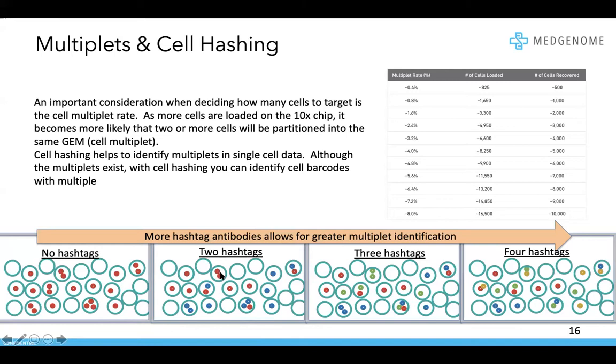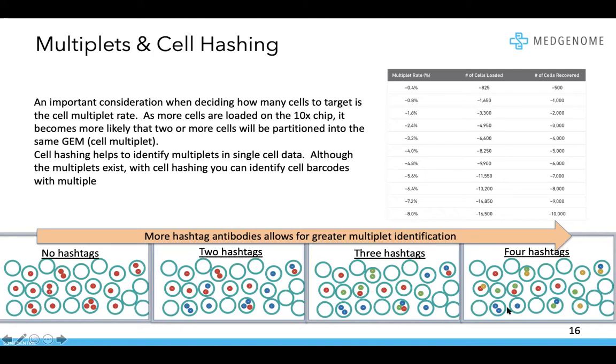It still does leave a certain fraction of cells that will have multiplets with the exact same antibody barcode, but the more cell hashtagging you do, the more different antibody barcodes you add to your sample, the more likely it is that you'll get a mix of two or more different barcodes in your multiplets. And so you will be able to identify and remove those multiplets from your data. So that's just another advantage of using cell hashing.